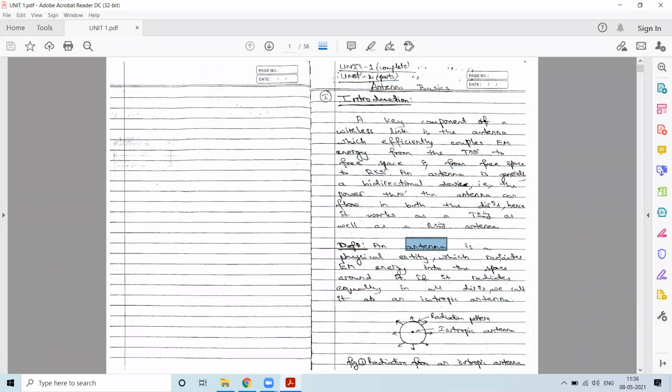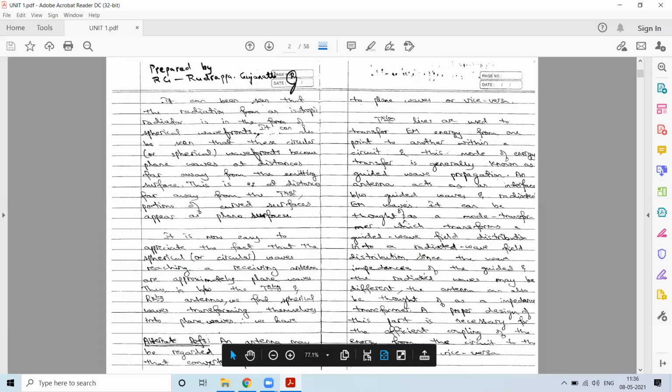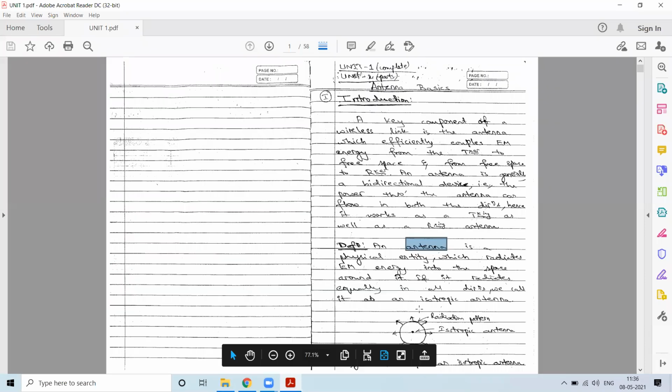Now, by this definition, if this radiation happens to be uniform throughout, whether you move with respect to the elevation angle or with respect to the azimuth angle, so if you measure the radiation at all the points at a given distance and it turns out to be equal at all the points, in that case we call the antenna an isotropic antenna.